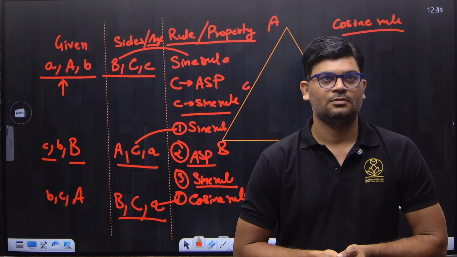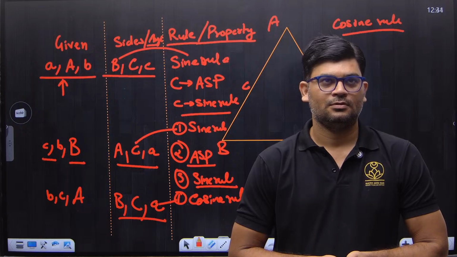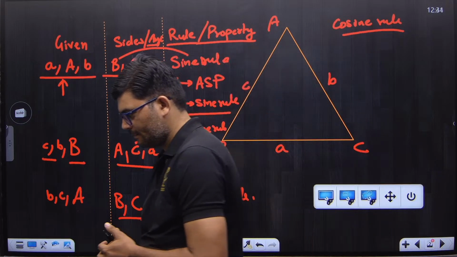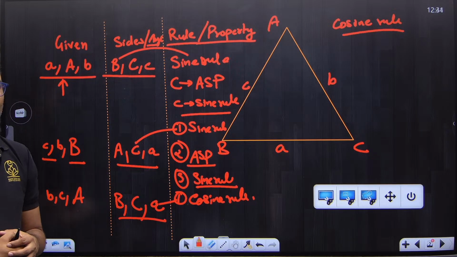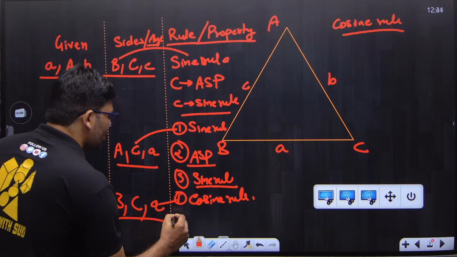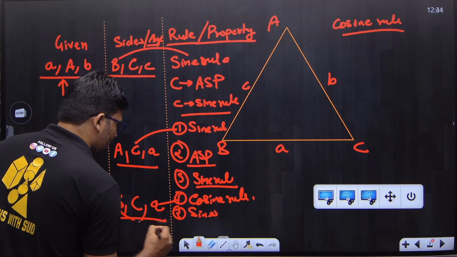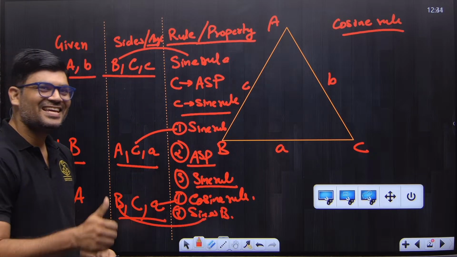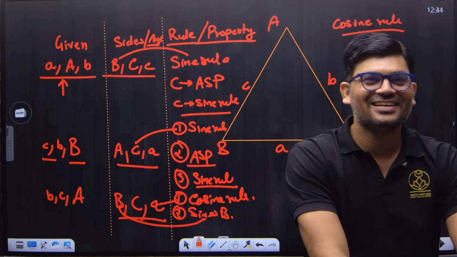Will it again be using... wait, so if you want to find angle B, you have to find the opposite angle. Then you can use sine again, right? Wonderful. Now you can use sine rule to find angle B. Very good. Now how will you find angle C? ASP. Good. Angle sum property.